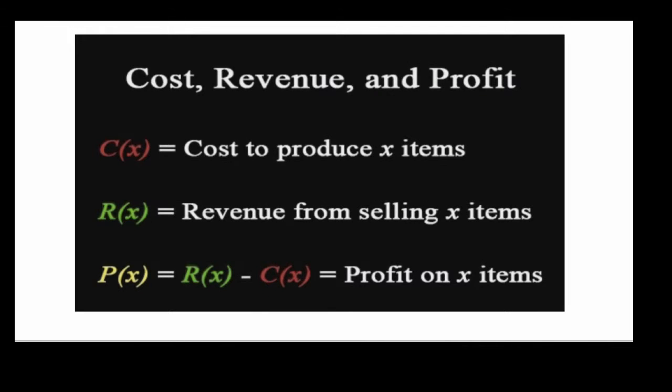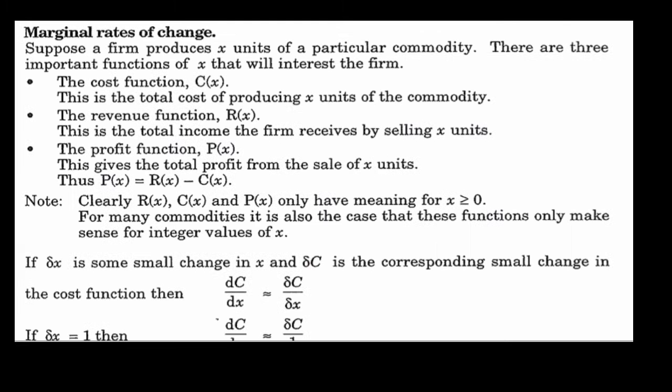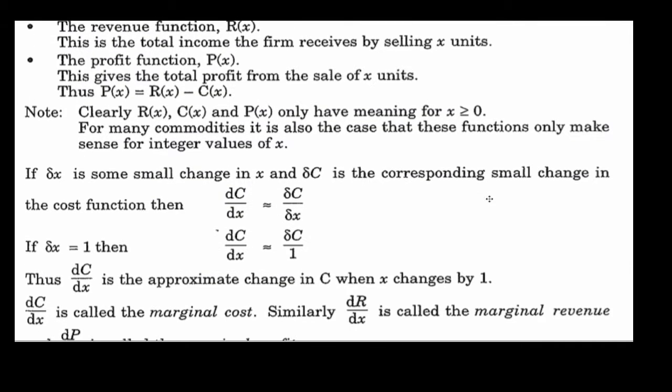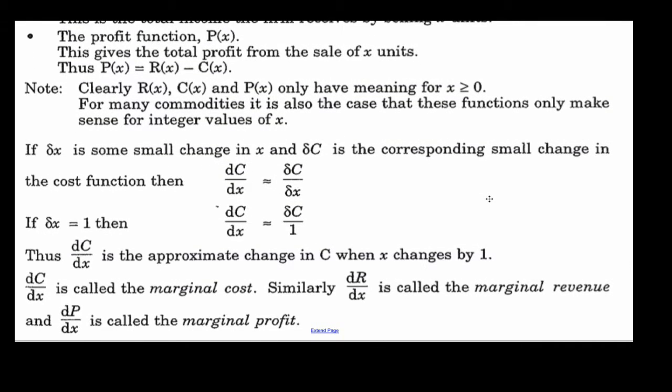Okay, so first of all, some basic definitions from economics: cost, revenue, and profit. Pretty simple terms. Cost to produce X items, revenue from selling X items, and the profit is the difference between your revenue and your cost. So this is very applicable business stuff that we're going to be looking at. So we want to know what the marginal cost, marginal revenue, and marginal profit are.